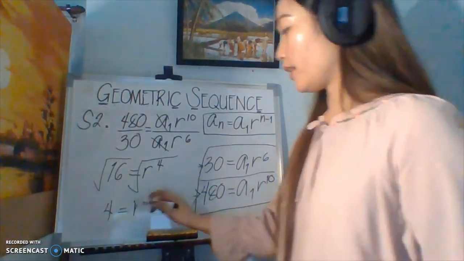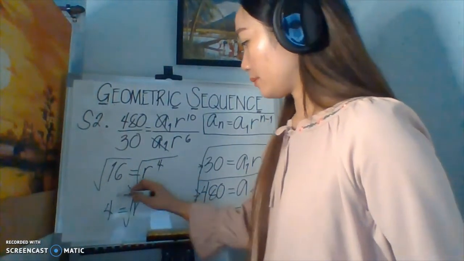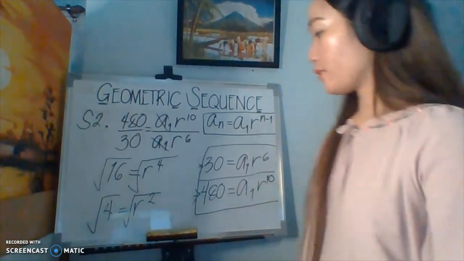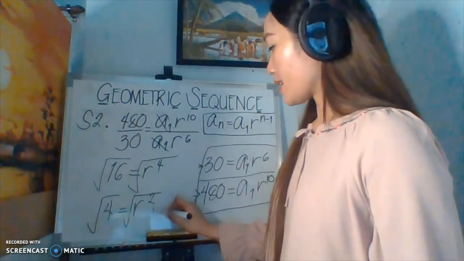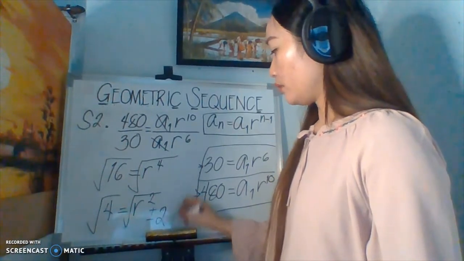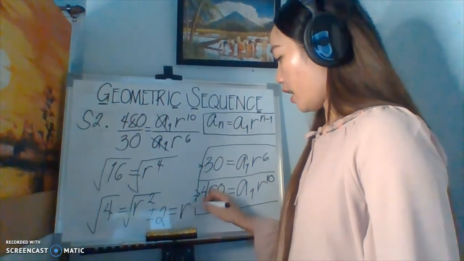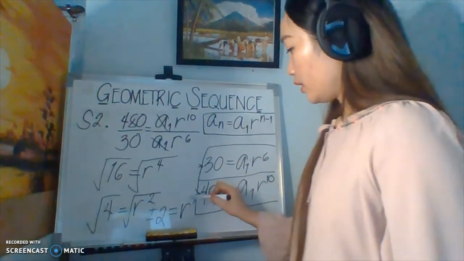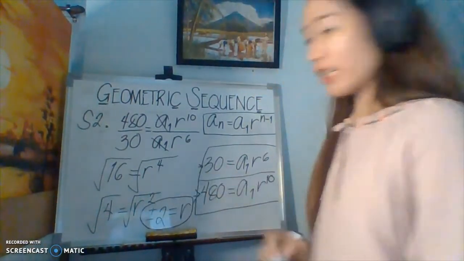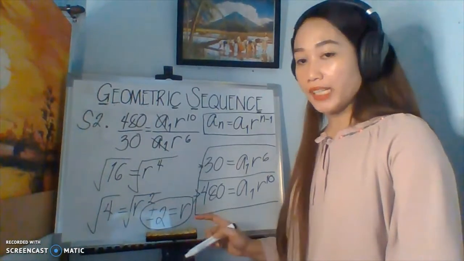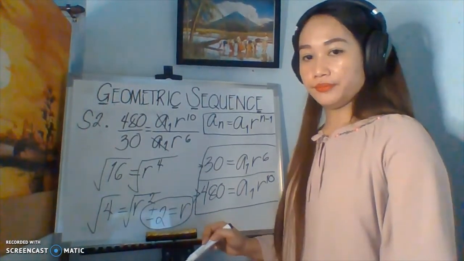So again, we get its square root. What is the square root of 4? That is positive and negative 2. And the square root of r squared is r. So the value that we got for the common ratio is positive or negative 2.